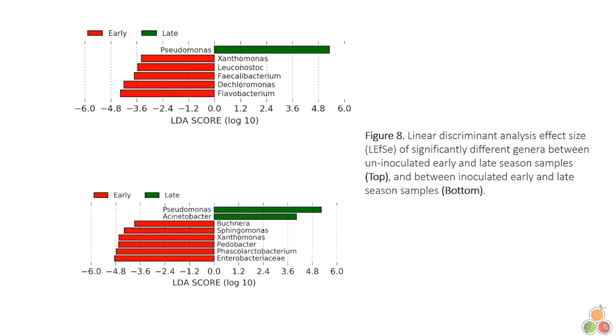And then if we look into the ones inoculated with Listeria mono, for the late season, Pseudomonas still remains at higher relative abundance compared to the early season, and Actinobacteria is also now higher in the late season inoculated salad samples. And for the early season inoculated salad samples, we see another 6 bacteria genera that are higher in relative abundance in the early season compared to the late season.